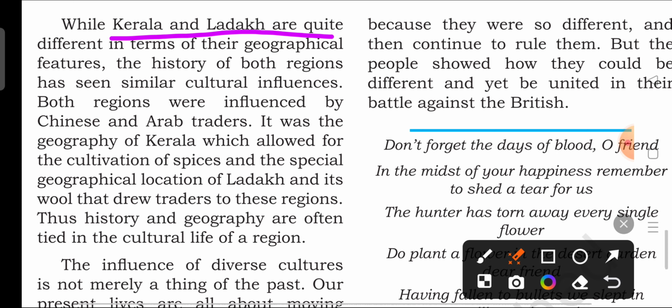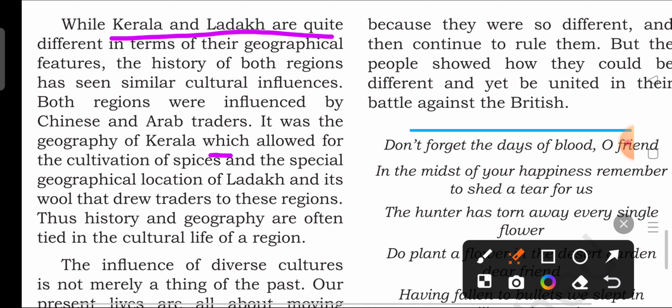The history of both regions has seen similar cultural influence. So what cultural influence? What does this history tell us? We have seen traders from Arabs in Ladakh as well as traders from Arabs in Kerala, and we have seen traders from China in Kerala also. So they have been influenced, isn't it? Outer cultural influences are there. Both regions were influenced by China and Arab traders.